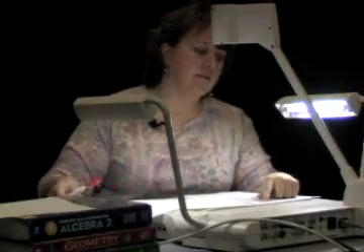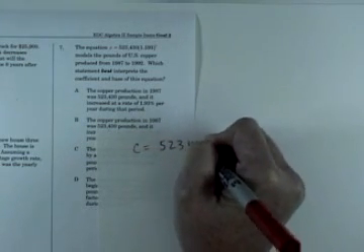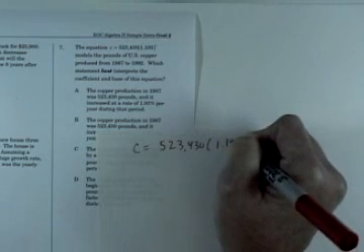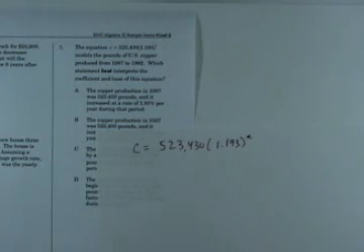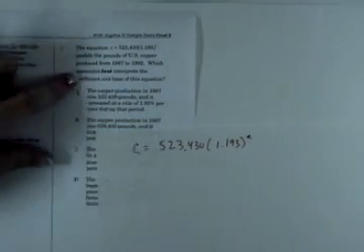The equation, C equals 523,430 times 1.193 raised to the T, models the pounds of U.S. copper produced from 1987 to 1992. Wow. Which statement best interprets the coefficient and the base of this equation? Well, let me rewrite it over here. C equals 523,430 times 1.193 to the T. Okay, first of all, what's the coefficient? And what is the base?